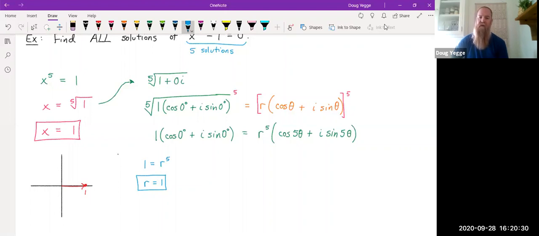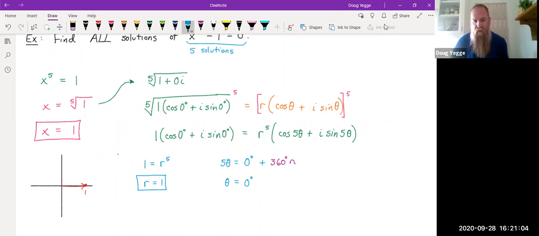But now I've also got to recognize that 5 theta is going to be equal to 0 degrees plus 360 degrees times n. Remember, the reason for doing so is to find more than just one solution. We already knew that if we divide by 5, we get theta equals 0 degrees. But we already knew that answer, because this was one of our answers.